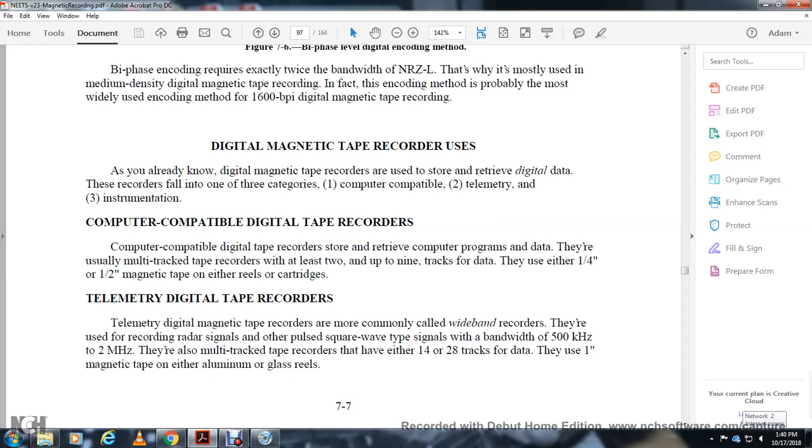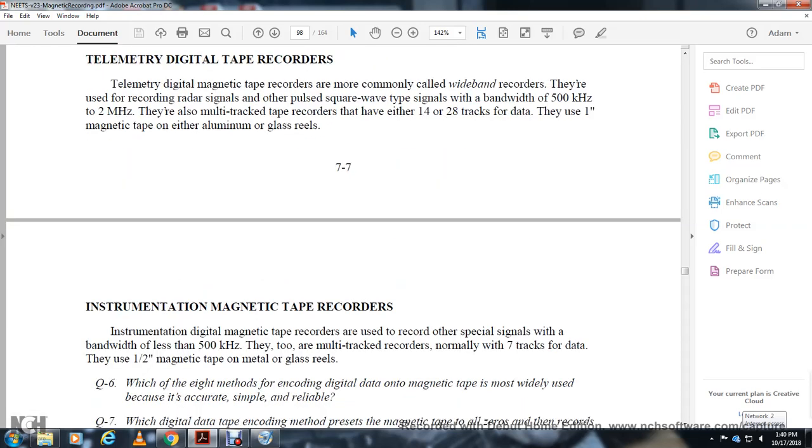Elementary digital magnetic tape recorders mostly come as wide band recorders. They are used for recording radar signals and other pulse, square wave type signals, with a bandwidth of 500 kilohertz to 2 megahertz. They use multi-track tape recorders with 14 to 28 tracks. They use 1 inch magnetic tape on aluminum and glass reels.